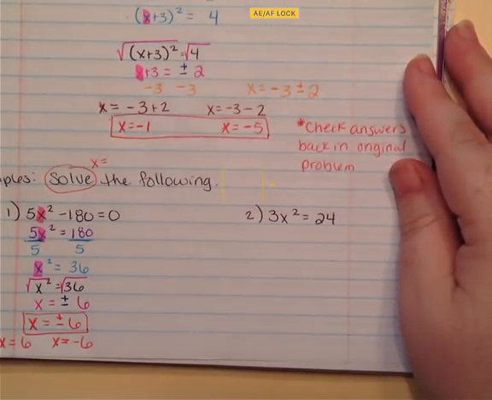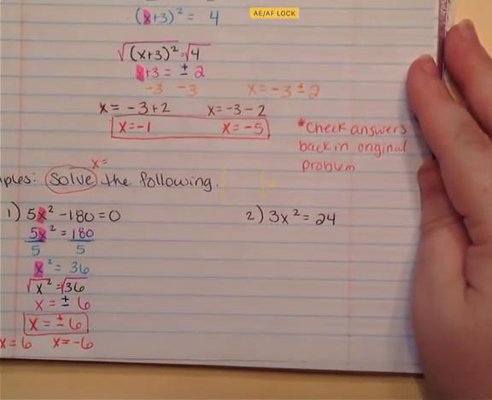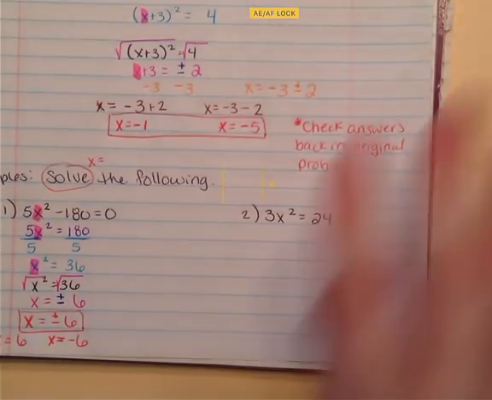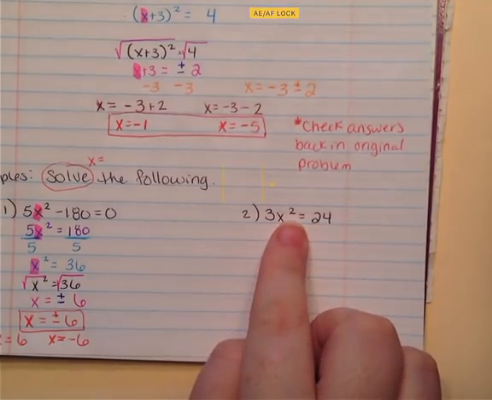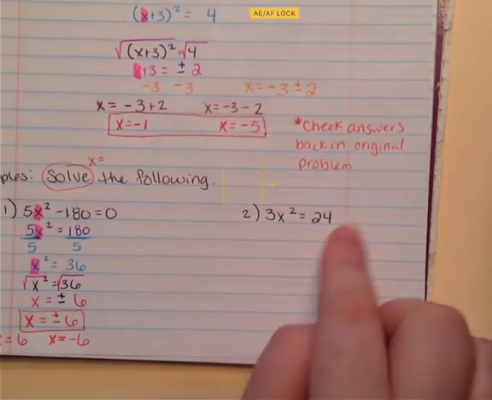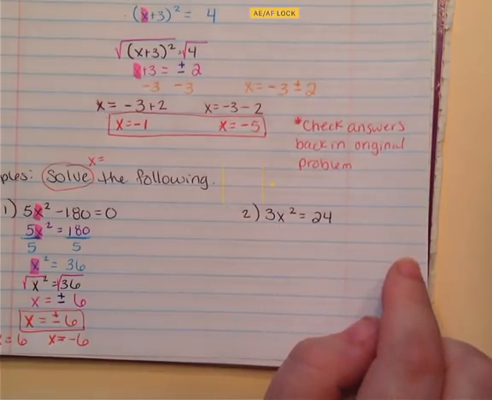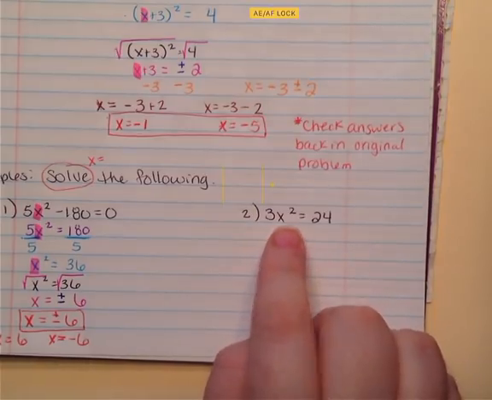On this next problem, we have 3x squared equals 24. It is not necessary to put the problem into standard form because we're solving for x. Because if we were to put it back in standard form, we'd move the 24, but then we'd have to go back again. So standard form is not necessary for this problem. We just have to get that x alone.